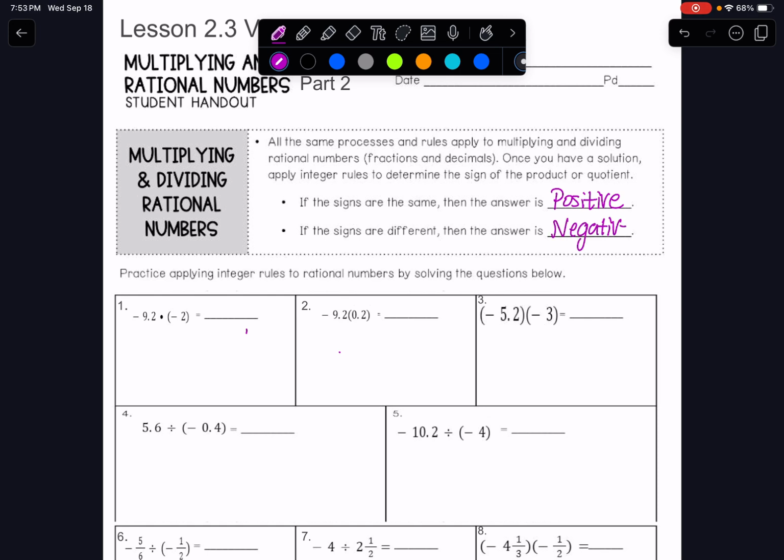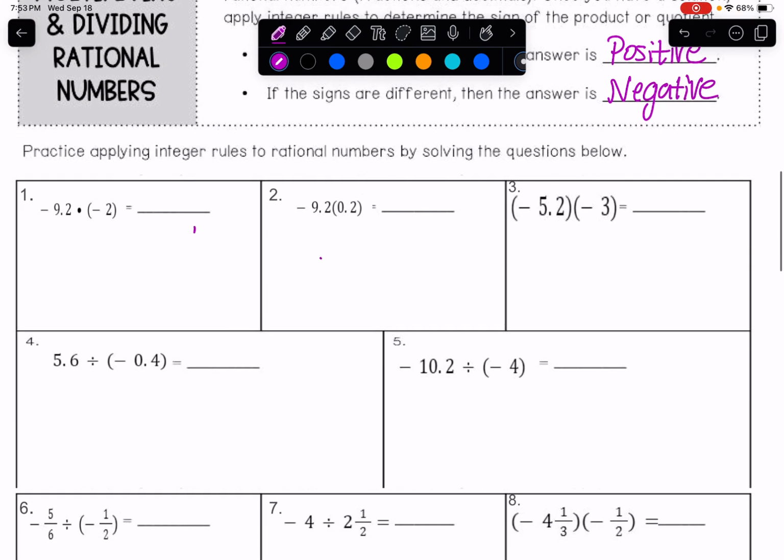Awesome. Let's start. So first, let's evaluate what our answer is going to be. Is it going to be a positive or negative answer? We have same signs, so it's going to be a positive answer. Let's go ahead and start multiplying. 9.2 times 2. Always just set them up like this. You don't have place values, just multiply like normal. 2 times 2 is 4. 2 times 9 is 18.